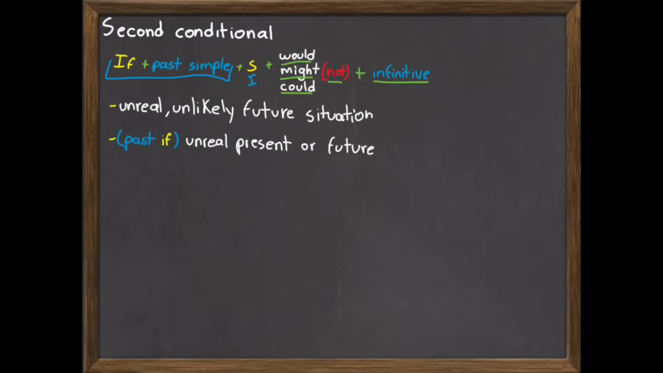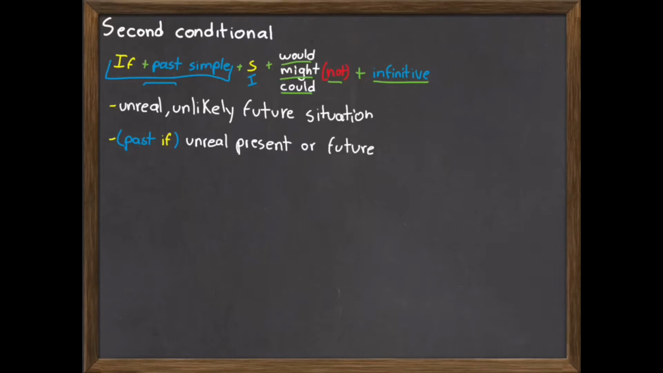Now let's look at another rule. Another use is when we use the past form of the verb in the if clause, the one I highlighted over here. We can use it to refer to an unreal situation in the present or future. For example, you might hear someone say, if I had time, I would do this or I would do that. But that's the past if. If I had time, past form of have.